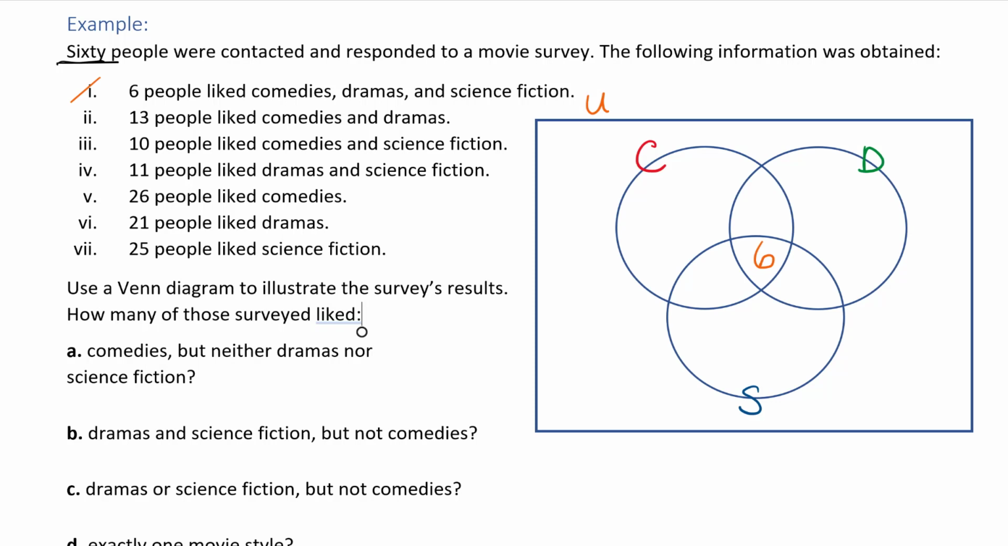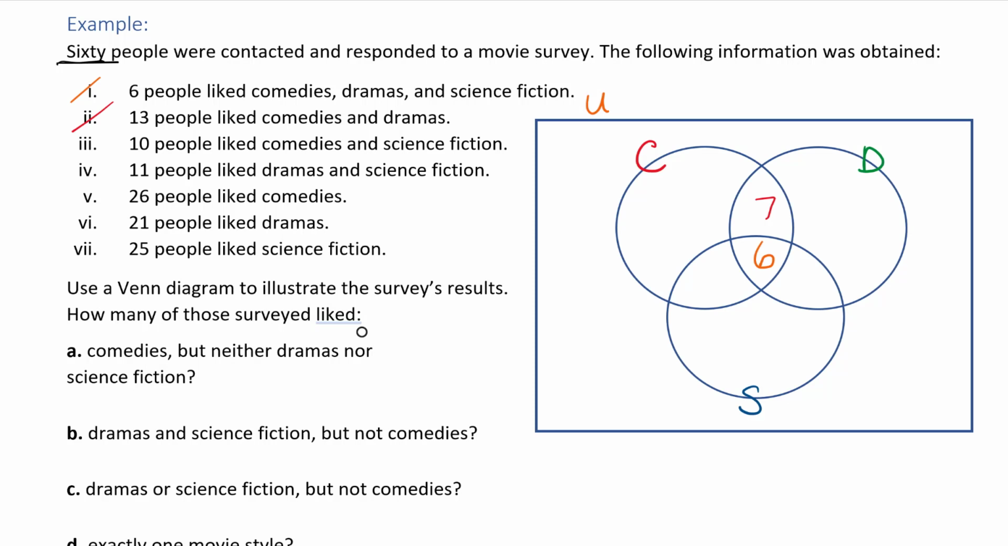13 people liked comedies and dramas. Comedies and dramas is the intersection of C and D. That's this section right here. So I know 13 total people belong in there, but 6 of them are already placed inside. So what I'm going to do is take 13 minus 6, and that's going to get me 7. So 7 people strictly liked comedies and dramas, but not science fiction. So if I add these 2 things together, I should get the 13.